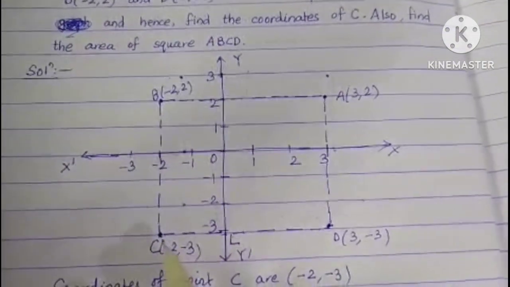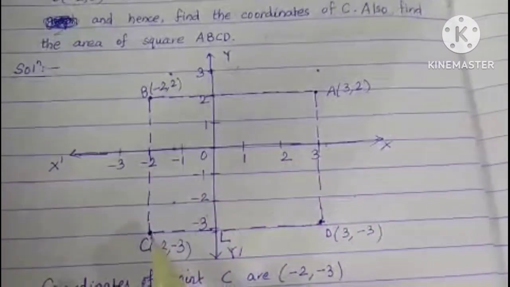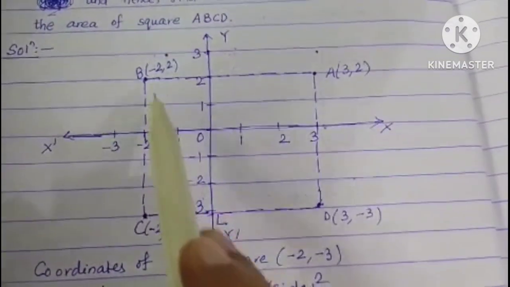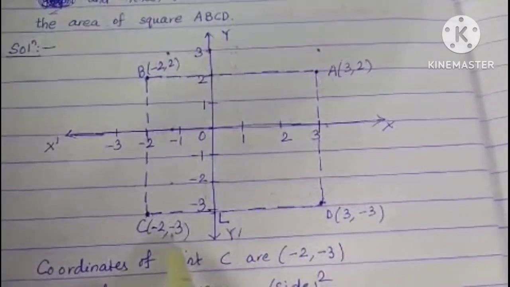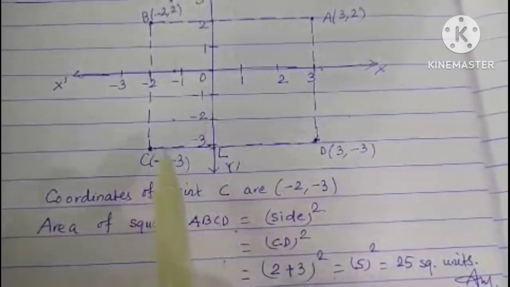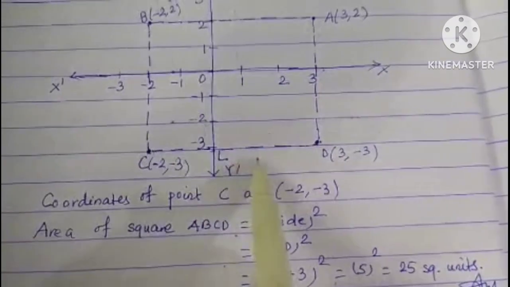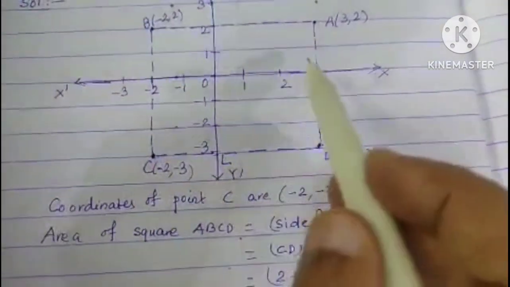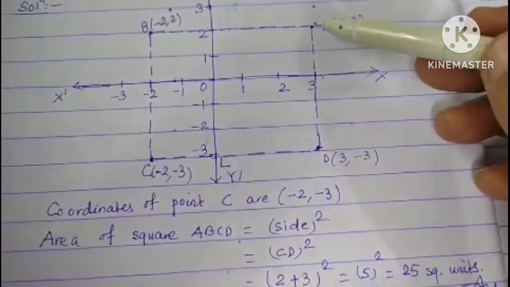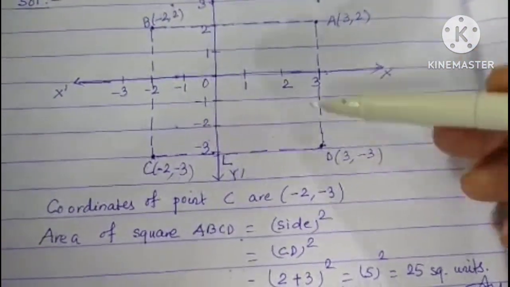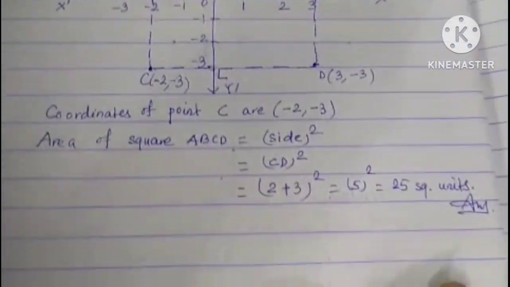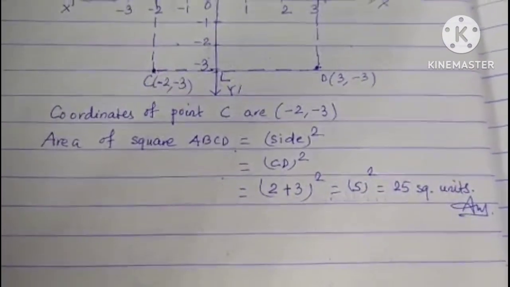Just we have to draw the points here and find the coordinates as per the rule of a square. The x coordinate will be the same here, minus 2, and the y coordinate will be the same here, minus 3. Now we have to find the area. The length is 2 plus 3, equal to 5. Any side you can take. If you take this side AD, this will be 2 and this will be 3, that is 5. Every side will be 5. So the area will be 5 squared, that is 25 square units.